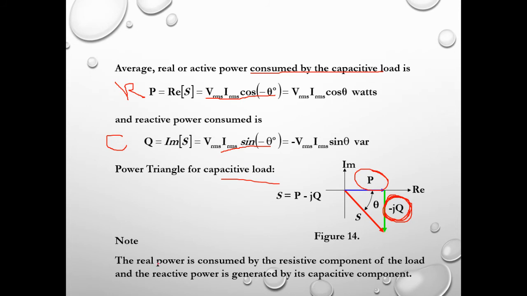Okay, so the real power is consumed by the resistive component. This is what I said earlier, and the reactive power is generated by its capacitive component. Remember, negative Q means reactive power is generated.